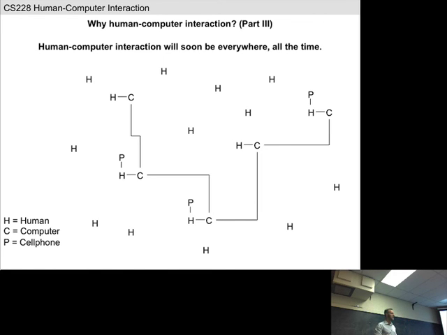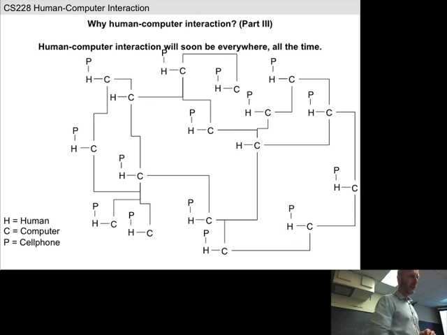Okay, so here's my little cartoon to show where we were and where we're going. Not in the too distant past, there were a whole bunch of humans, represented by H. A very small, fortunate minority of those humans had a computer, and a very, very small fraction of those people had phones. These days, most people have a computer, and most people have phones.